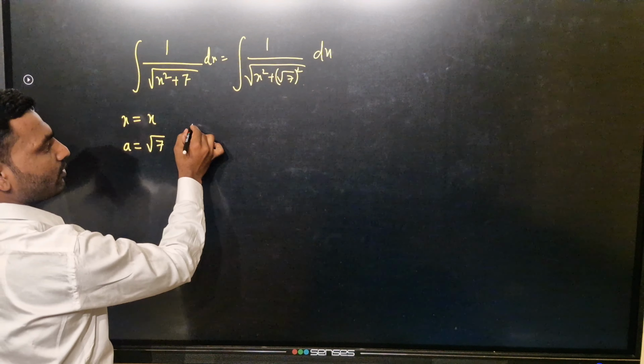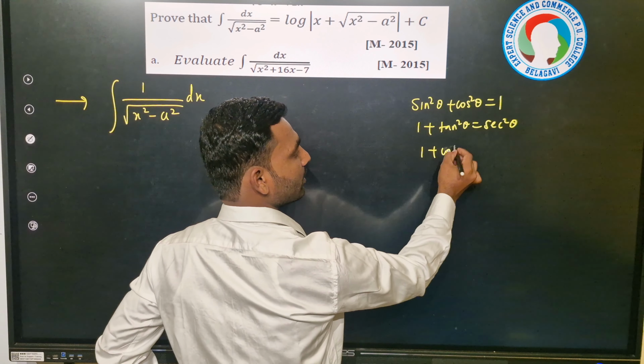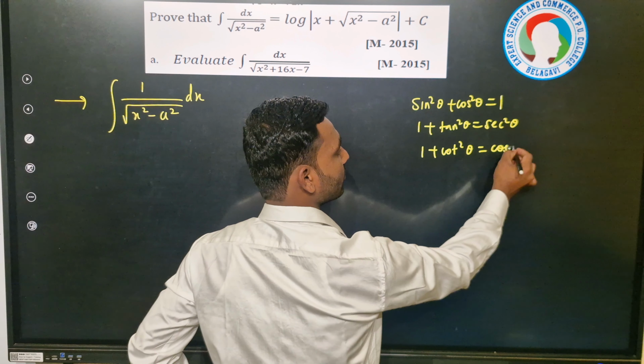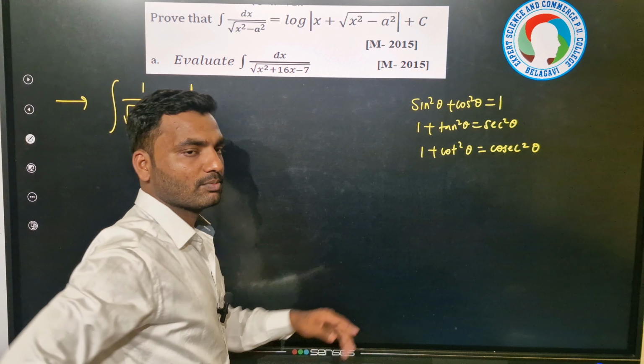So the next one is the integral of 1 divided by square root of x square minus a square with respect to x. This example was asked in 2015 March. So you know x square minus a square is there. So the identities are trigonometry identities. Sin square theta plus cos square theta is equal to 1, and 1 plus tan square theta is equal to sec square theta. 1 plus cot square theta is equal to cosec square theta.